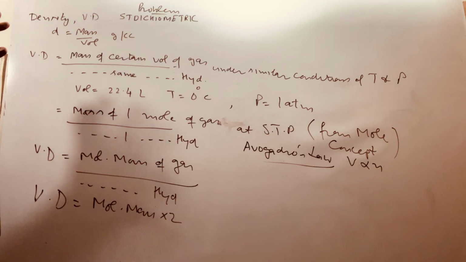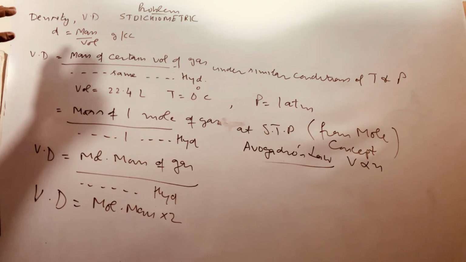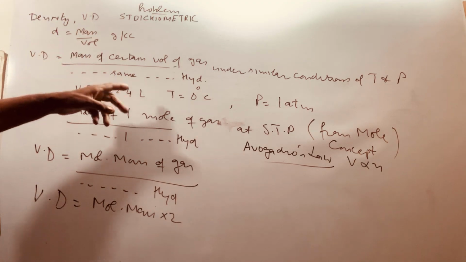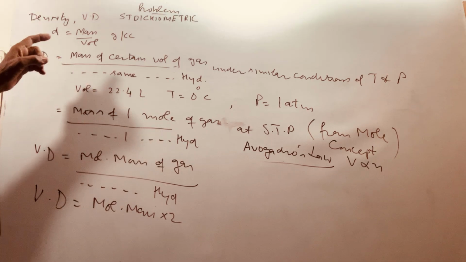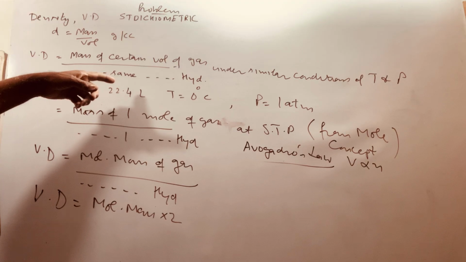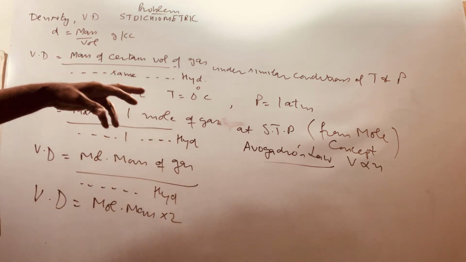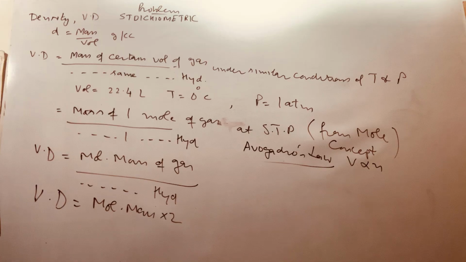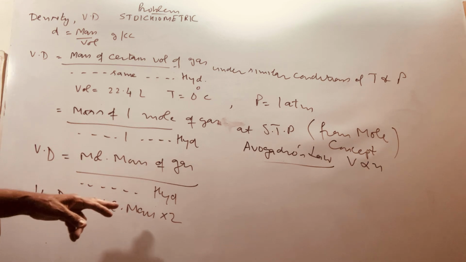So in this relationship we are using the mole concept: 1 mole of all gases has the same volume under similar condition of temperature and pressure. Second, we are using Avogadro law, where volume is directly proportional to number of moles. This is possible only under similar condition of temperature and pressure. As a result, vapor density is equal to molecular mass divided by 2.